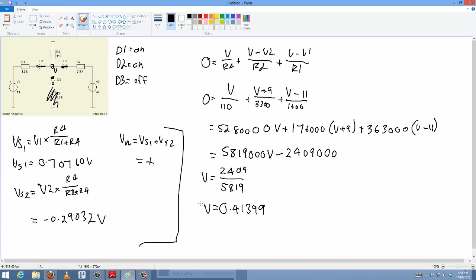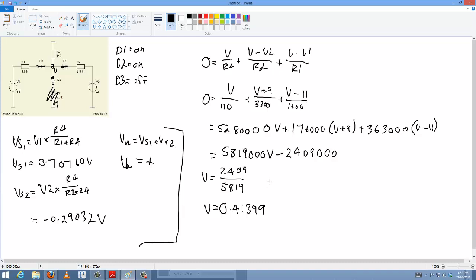Okay, you may notice that this will be the same as the Vm that we've calculated here. So if we do 0.70760 minus 0.29032, we end up with about the same value. The reason why we don't use this value is because it changes. It can change dramatically if D3 is on. So following this process is guaranteed every time, if you follow it properly, to get the right answer.